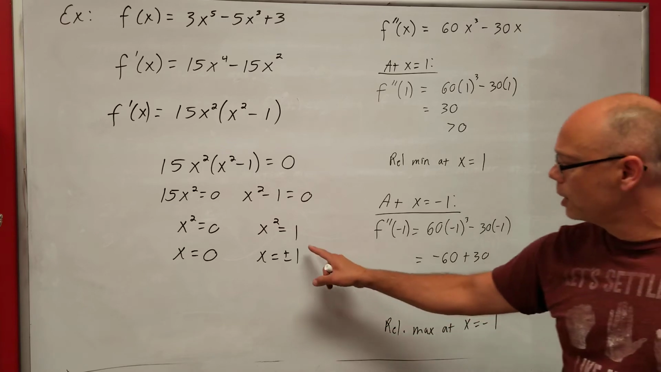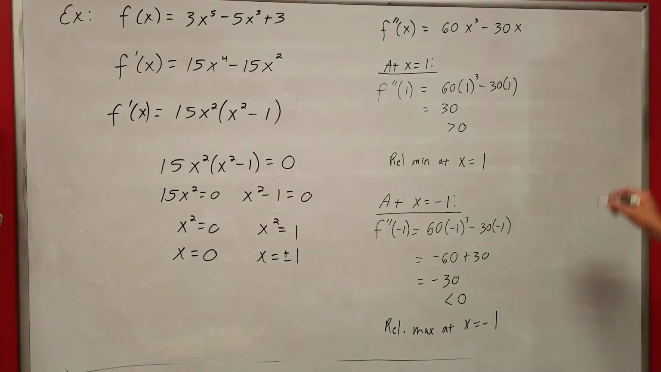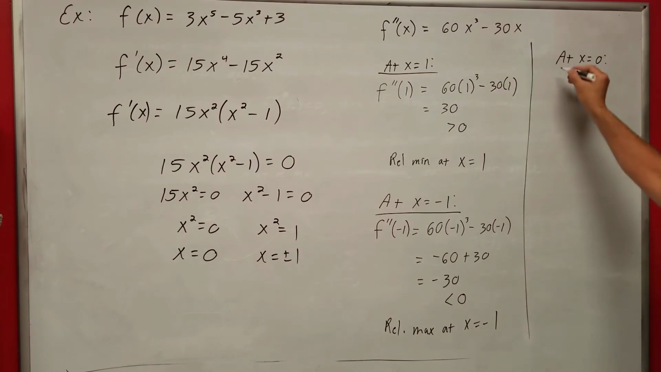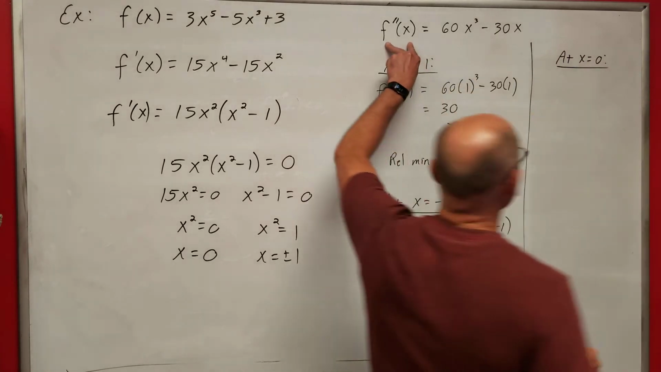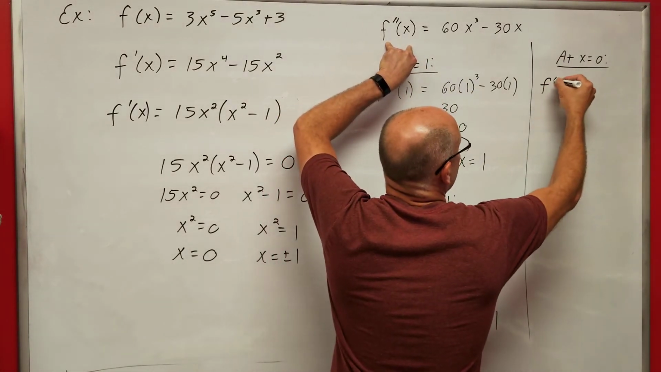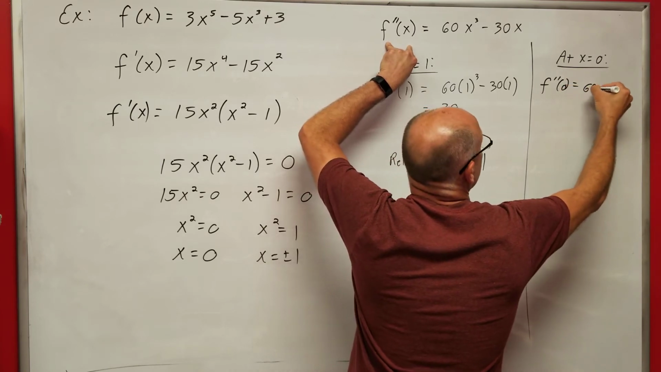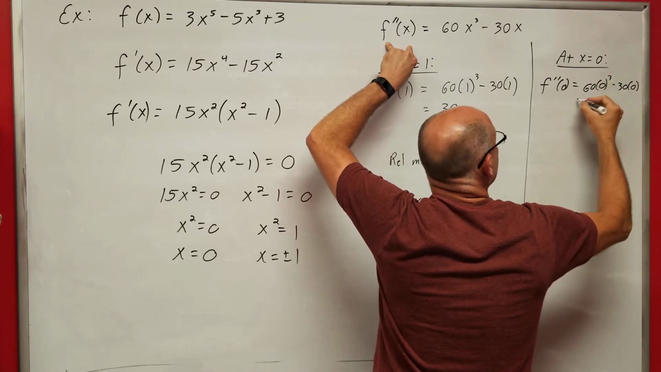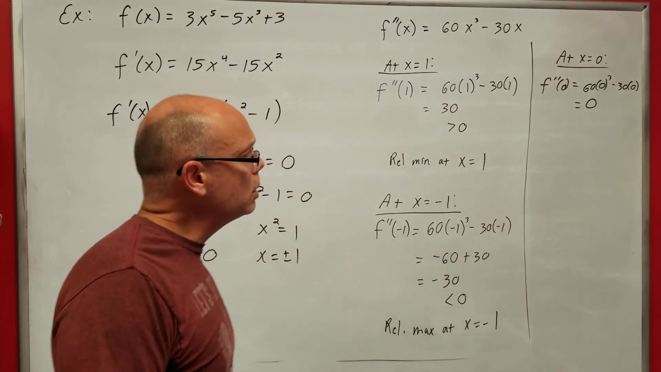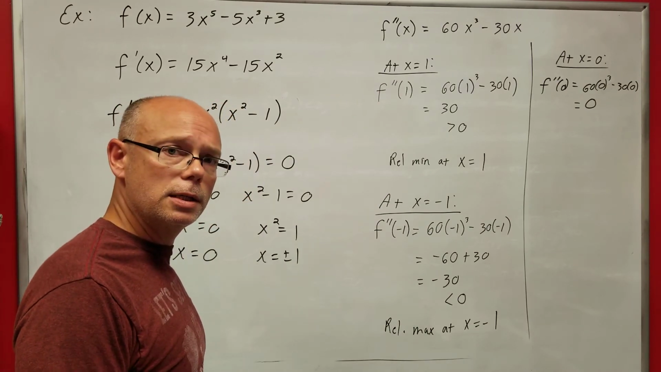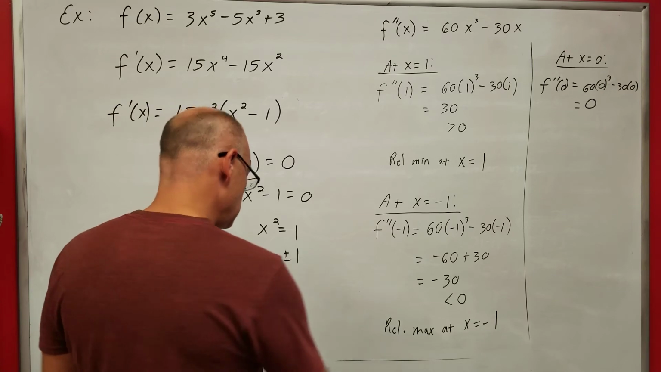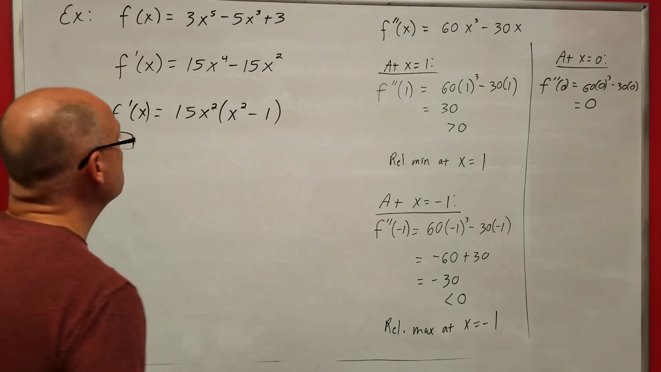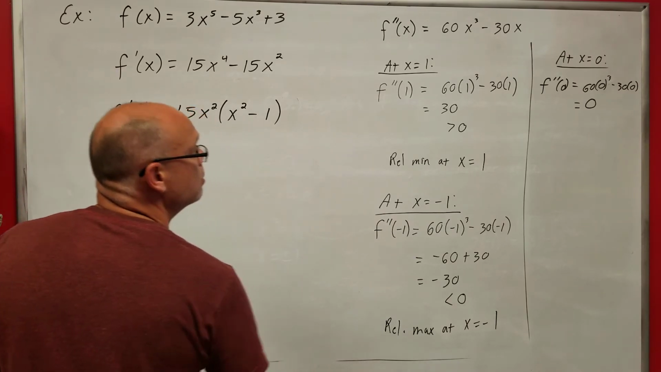Now what's left? I checked positive and negative 1. I still need to check what? 0. How about it? X is equal to 0. Let's evaluate my second derivative at 0. So f double prime at 0 is equal to 60 times 0 cubed minus 30 times 0. That gives me 0. So what can I say about it at 0? The test is inconclusive, right? So I need to use something else to test 0. How about my first derivative test? Let me use my first derivative test then at 0.